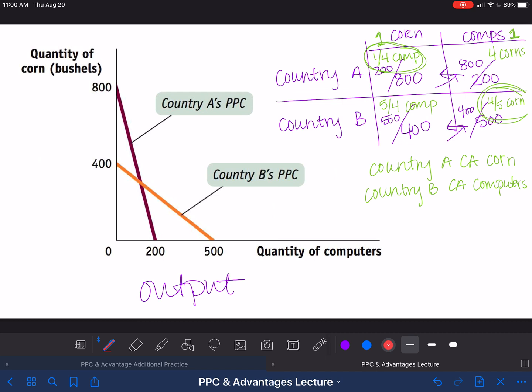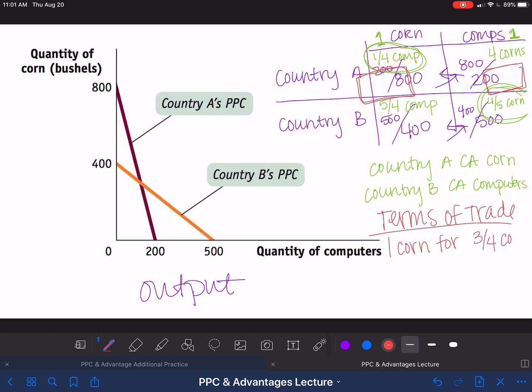And then let's look at country A and country B. Well, again, we're looking in the middle of our opportunity costs here. So our terms of trade, let's look at 1 corn first. So how much should 1 corn go for between country A and country B for computers? What should we trade 1 corn for? Well, we just want something in the middle. 1 would work. 1 is in between these two numbers. You could also do 3/4 of a computer. So let's do 3/4 of a computer. That's in the middle.